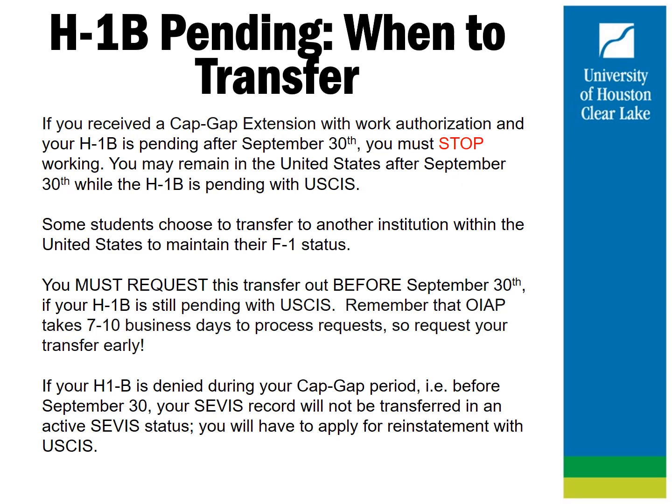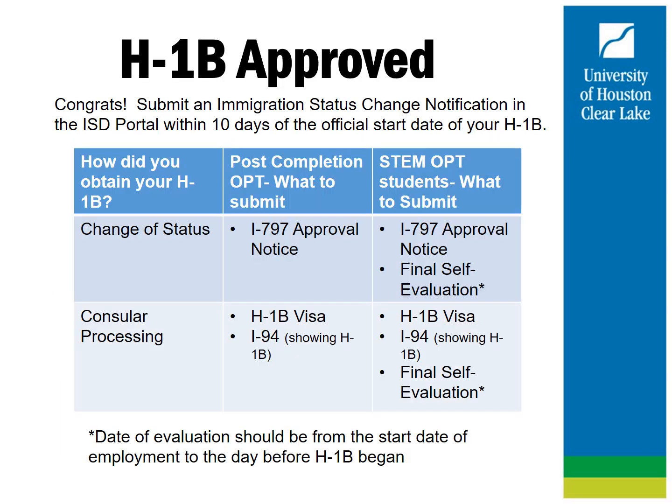If your H-1B is denied during the cap period before September 30th, your SEVIS record will not be transferred in an active SEVIS status. You will have to apply for reinstatement with USCIS. If your H-1B is approved, submit an immigration status change notification in the ISD portal within 10 days of the official start date of your H-1B. Refer to the I-797 approval notice for the start date of H-1B.